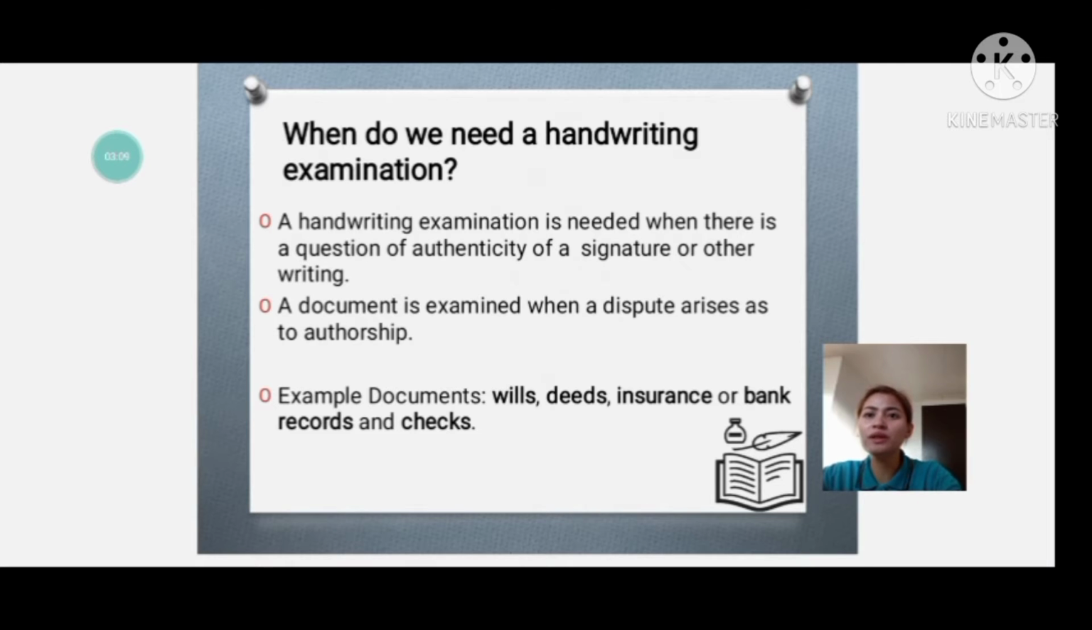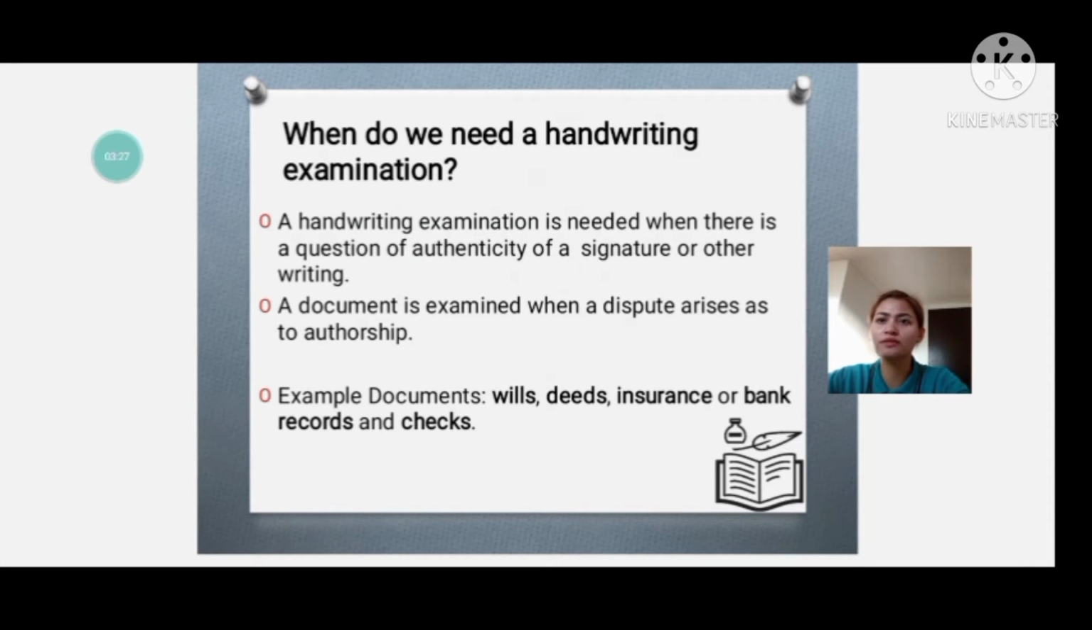So, when do we need a handwriting examination? A handwriting examination is needed when there is a question of authenticity of a signature or other writing. A document examiner is called when a dispute arises as to authorship. Example documents: wills, deeds, insurance or bank records, and checks.